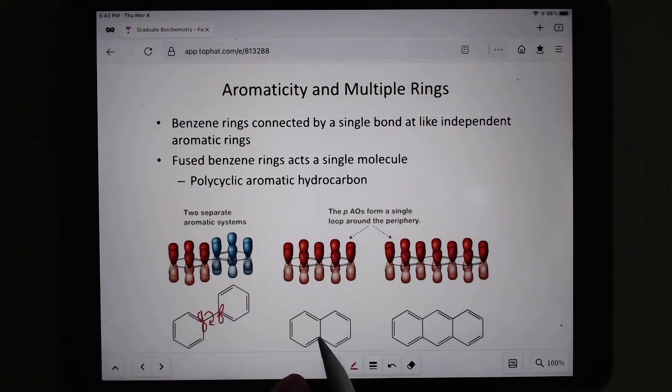If it's fused at two points here, then this thing is completely flat. It can't rotate, and so these p orbitals are going to extend all the way around here. Same thing with this one. So if you have a polycyclic where you've got fusing at two carbons, then it's definitely going to be flat because you can't get any rotation.